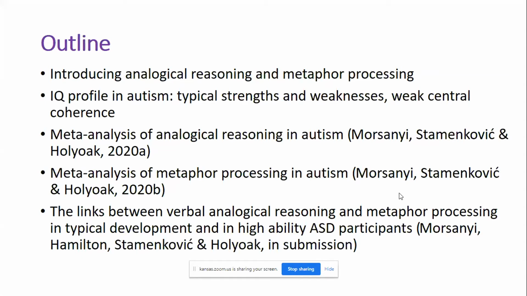Then I will also present the results of two recently published papers. The first one is a meta-analysis of analogical reasoning in autism, which was published as a book chapter. And then a meta-analysis of metaphor processing in autism, which was published as a journal paper in Developmental Science. And the final study is not really a very recent study, but it's a study that we just submitted for publication, where we try to integrate these two lines of work and looked at both verbal analogical reasoning and metaphor processing in autism and also in typical development.